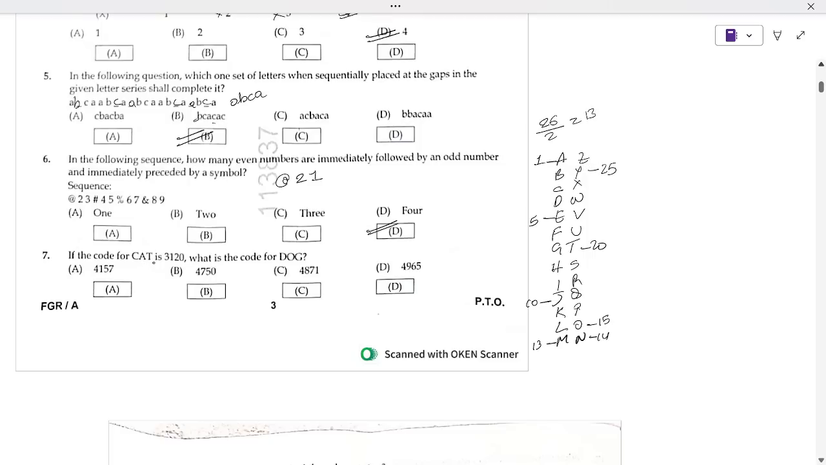So here this I usually do. CAT is 3120. C is 3, yes. A is 1, yes. T is 20, yes. So 3120. Pass it. That means DOG will be what? DOG will be nothing but D is 4, O is 15, and G will be 7. So 4157 is option A.